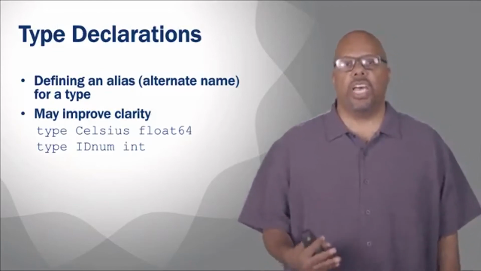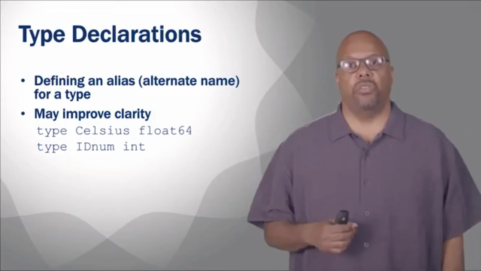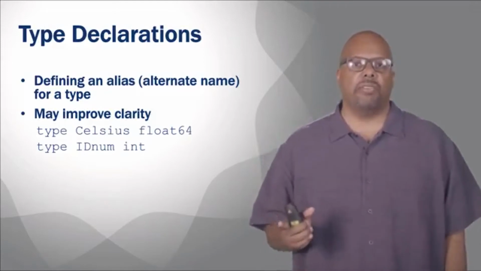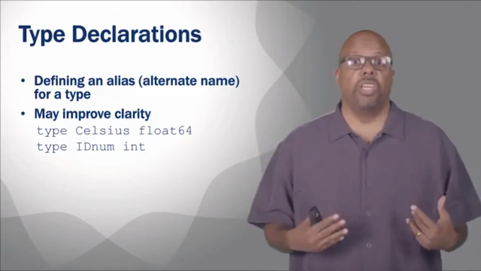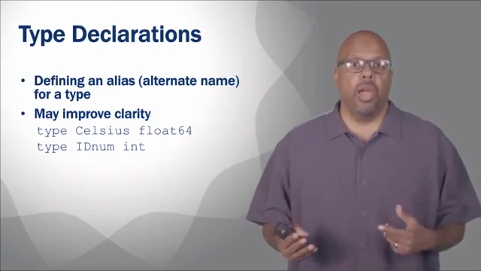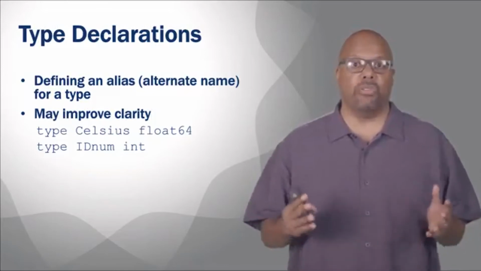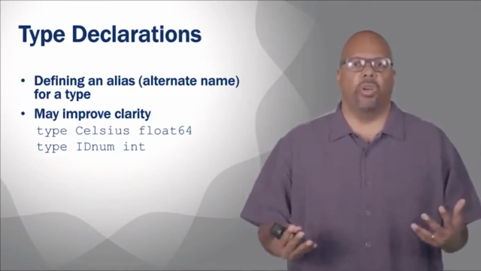So you can define a new type, or an alias for a type, Celsius float64. In that case, Celsius is exactly the same as float64. Now, you can always declare your variables to be float64, but Celsius might make sense in the context of the application, right? Maybe the application is about temperatures, so maybe you want to rename it just to make it clearer for you as a programmer.